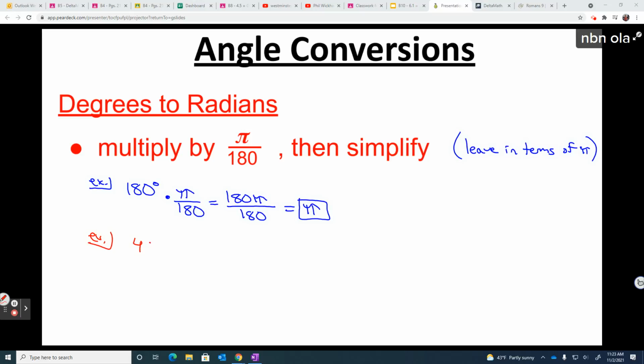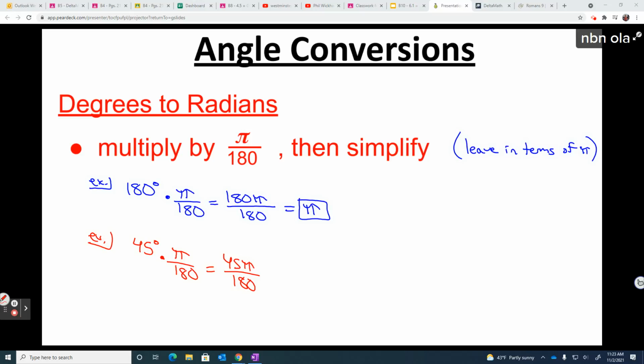Let's try 45 degrees. We're going to convert that to radians. So we're going to multiply times pi over 180. And again, we're not going to type this into our calculator. We're not going to do 45 pi divided by 180. You can use your calculator, I'll show you how to do that. But we're not going to touch the pi. We're going to leave pi just as pi.